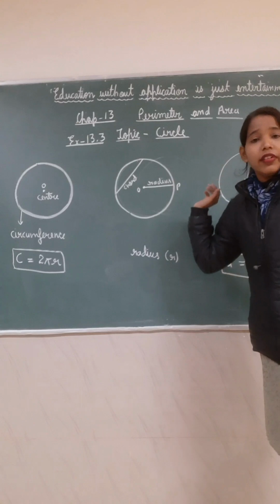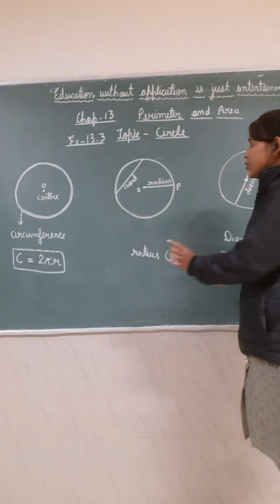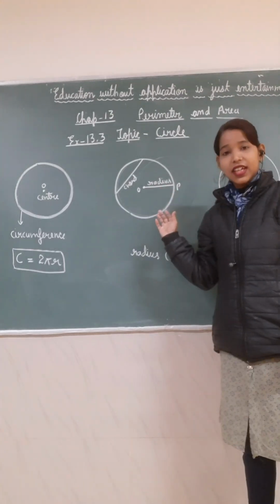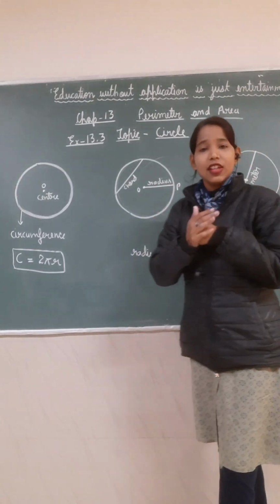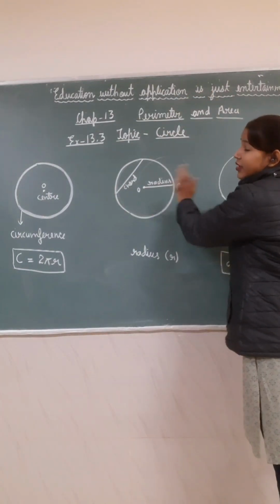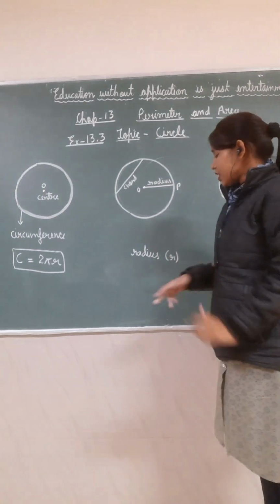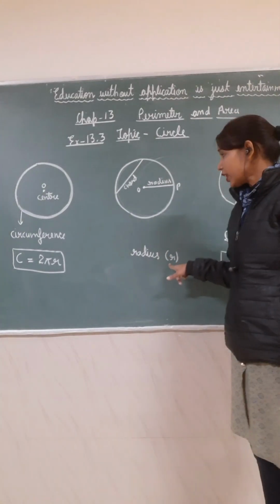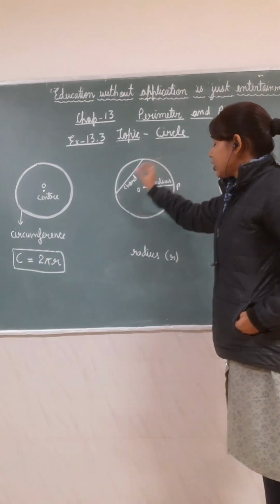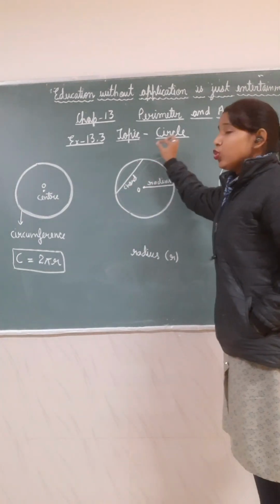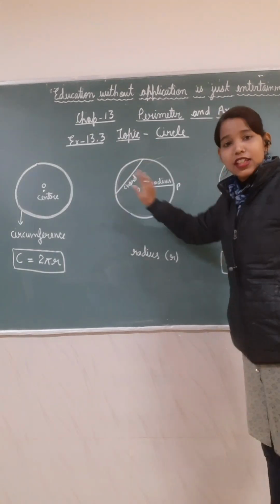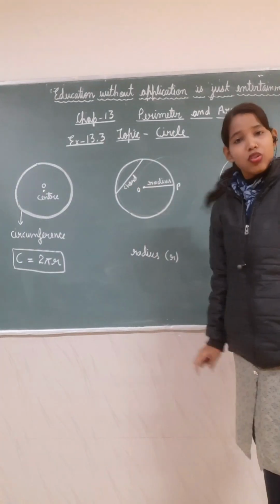And you all know about the radius. What is radius? The distance between the center and the circumference is called its radius. It is constant, because all radii are equal. So here OP is the radius and we denote radius by the small letter r. And what is a chord? The line joining two points of the circumference is called a chord. So this is the chord.